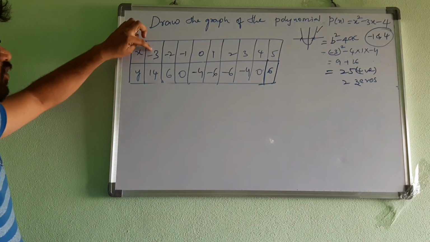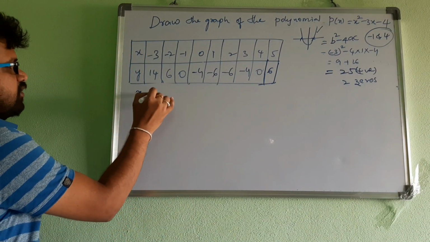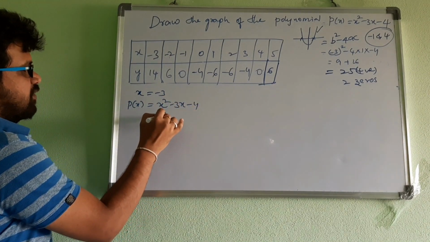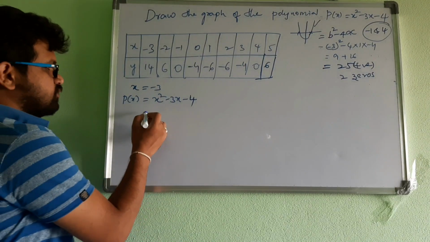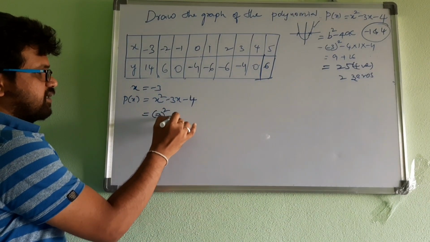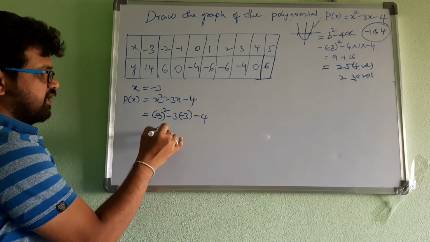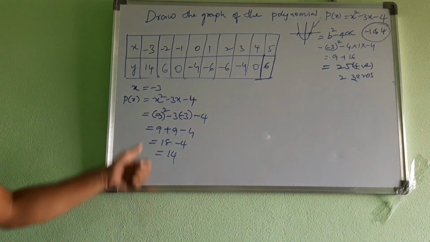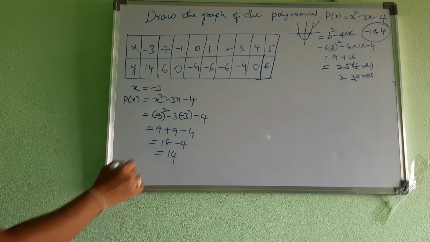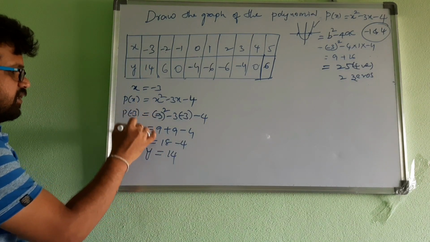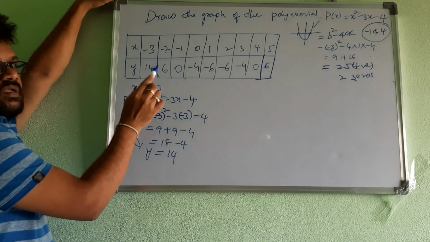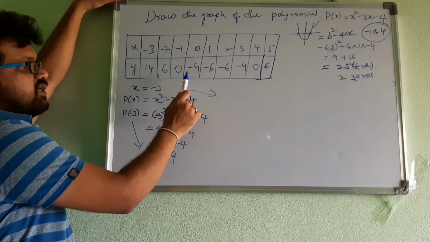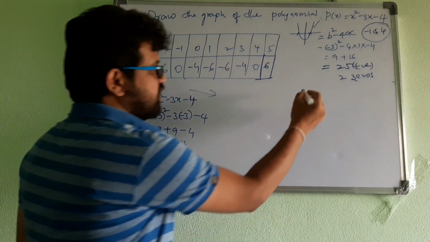If you take x is equal to -3, P of x is x square minus 3x minus 4. So -3 whole square minus 3 into -3 minus 4, that is 9 plus 9 minus 4, 18 minus 4, that is 14. If you take x is equal to -3, we got y value is 14. P of -3, nothing but here y is 14. Similarly, we can get -2. If you take x is 0, similarly you have to do like this, all -2, -1, 0, you get these values. Now let us draw the graph of this.